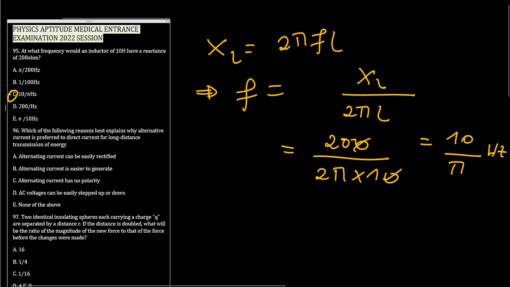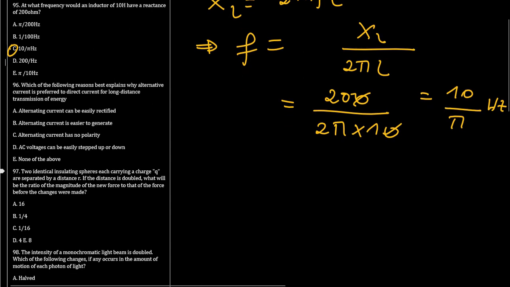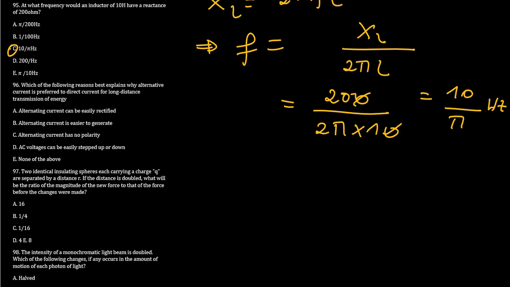Question number 96. Which of the following reasons best explains why alternating current is preferred to direct current for long distance transmission of energy? A. Alternating current can be easily rectified. B. Alternating current is easier to generate. C. Alternating current has no polarity. D. Alternating voltages can easily be stepped up or down. E. None of the above. So the correct option is option D.